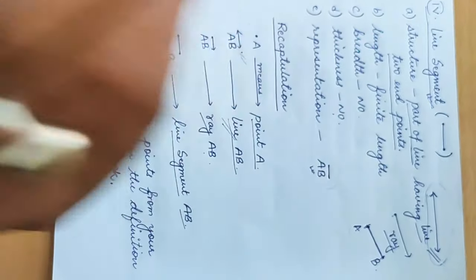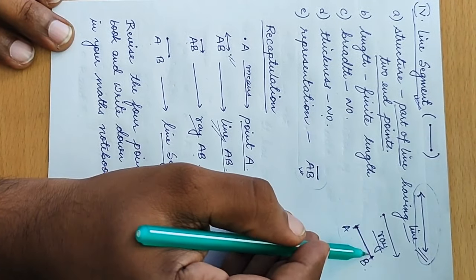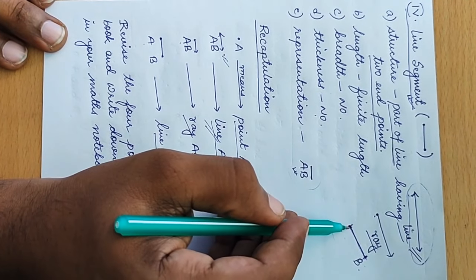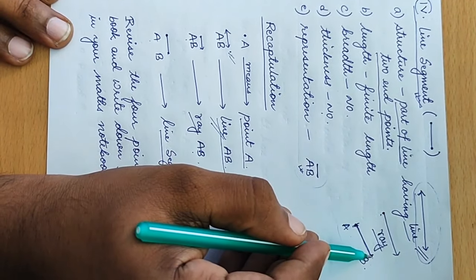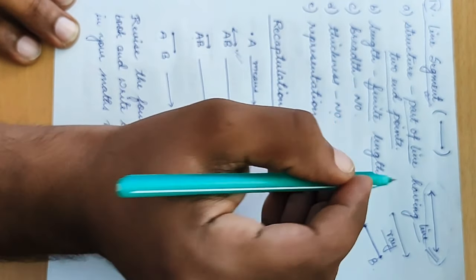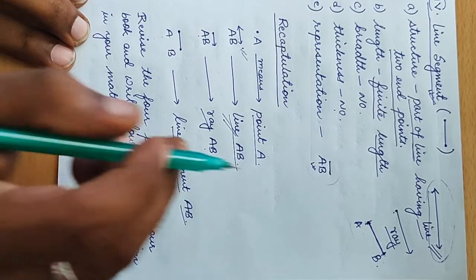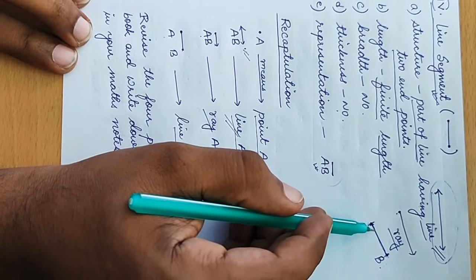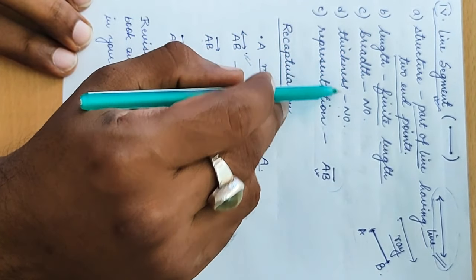The second basis is length. Does it have length? Yes, it has length. It is the distance between A and B, but the distance is fixed from A to B or B to A. That means it has finite length. But regarding breadth and thickness, as we can see here, there is no breadth and no thickness. So it has no breadth and no thickness.